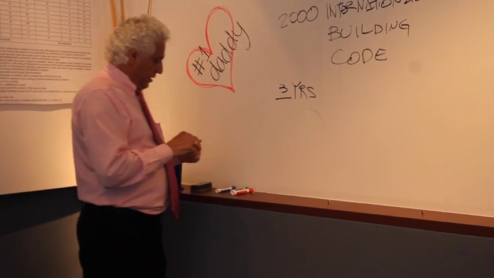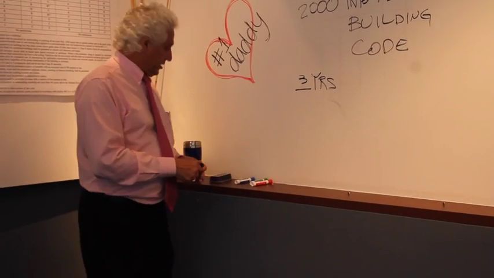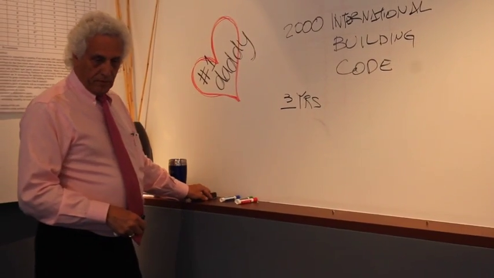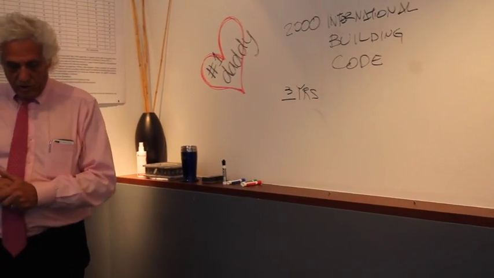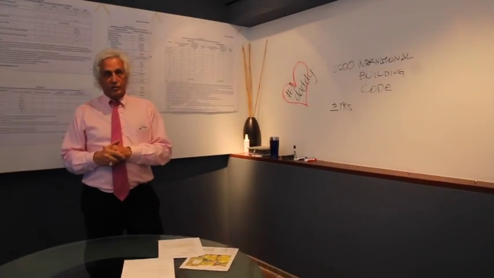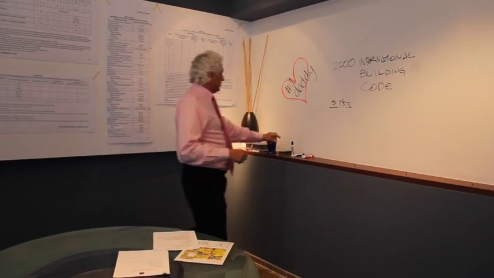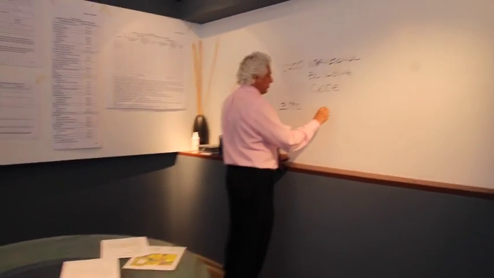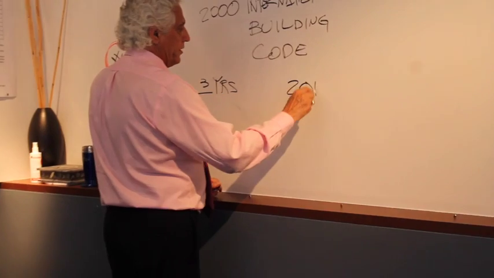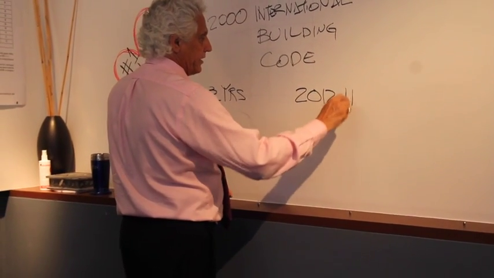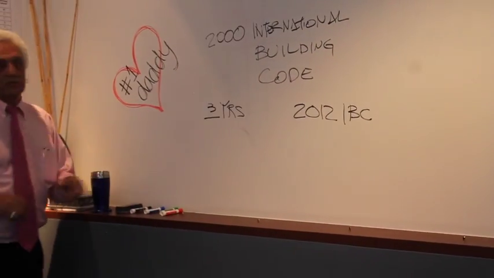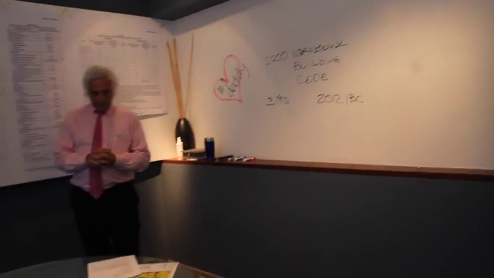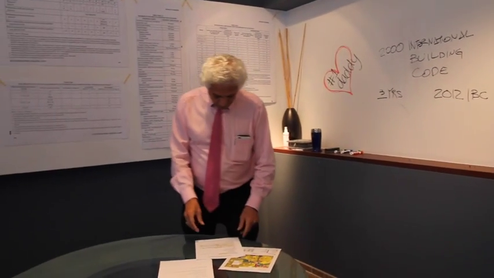So they came out with the 2000 International Building Code, and it went every 3 years since then. The current edition right now that is in use in most municipalities is the 2012 International Building Code. There is a 2015 edition, but that's not been adopted by anyone yet.